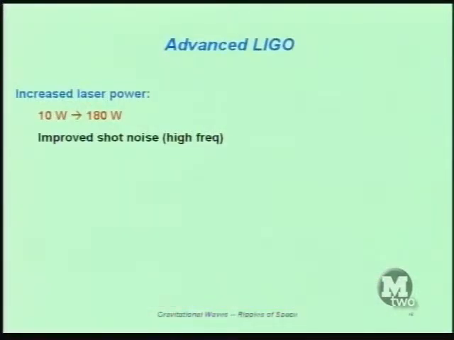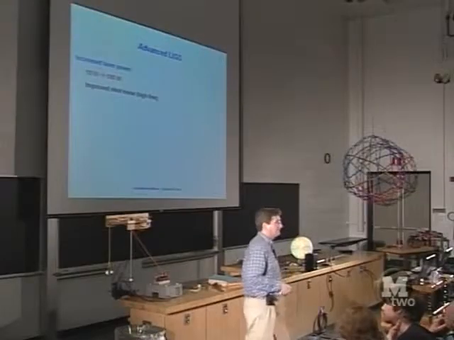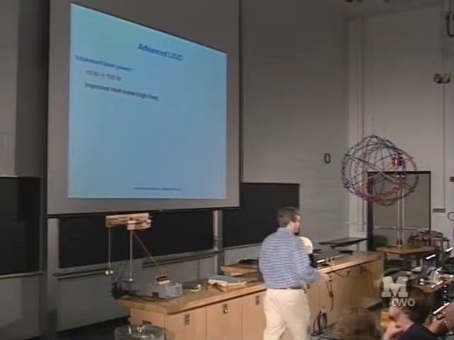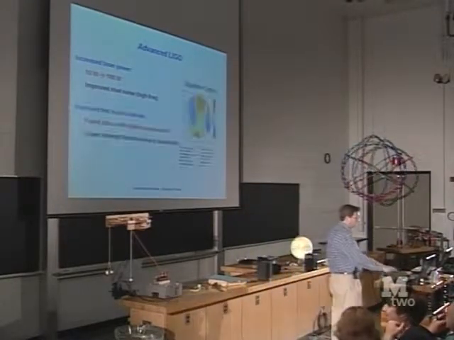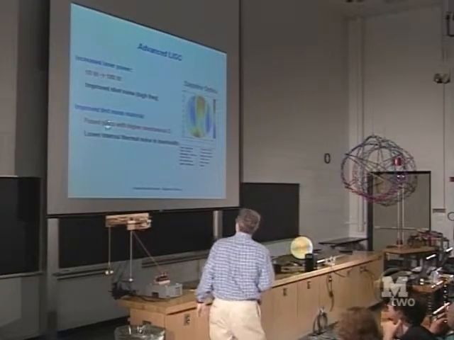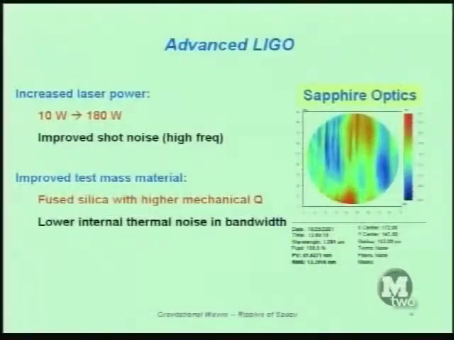Well, first of all, we need to increase our laser power by roughly a factor of 20, go from 10 watts up to almost 200 watts. That will improve our shot noise, the high frequency noise that's just due to the number of photons per unit time. So that reduces the statistical error. We will use an improved test mass material. We use a fused silica that has a higher mechanical Q, meaning that it rings more like a bell when it's perturbed. That gives us a lower internal thermal noise in the bandwidth that we care about.